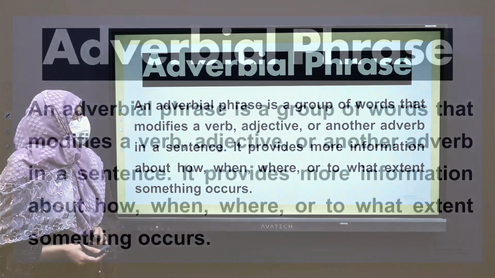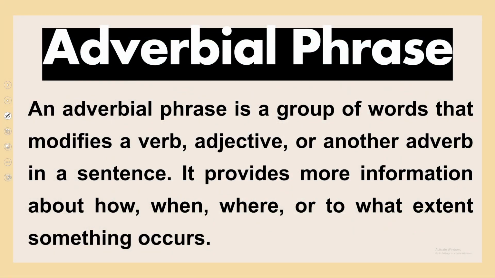Now let's learn about adverbial phrase. Adverbial phrase क्या चीज है? An adverbial phrase is a group of words that modifies a verb, an adjective or another adverb in a sentence.